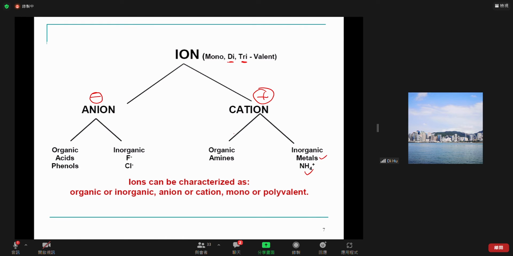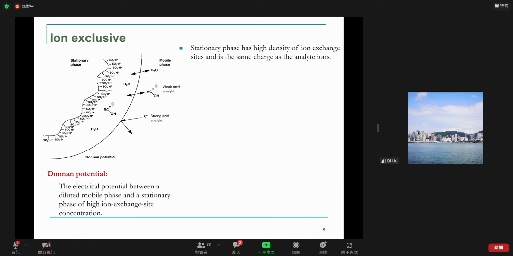And for organic, there can be organic amines, so this one is also considered. For anions, there can be inorganic ones like fluoride, chloride, sulfate, nitrate, nitrite, cyanate, and so on. So many of them. And we can also think about organic acids. So they are characterized, including both organic and inorganic, anion and cation, mono- or polyvalent. So it really has a pretty wide application. Okay, so that is just a simple, quick go-through of ion exchange chromatography.